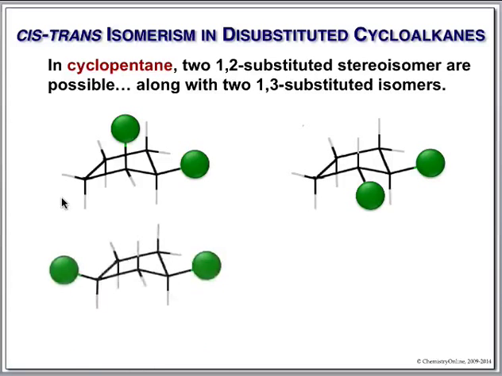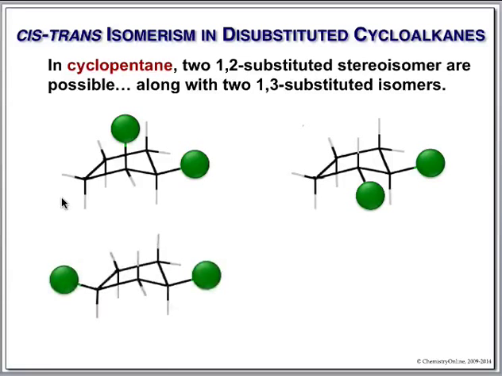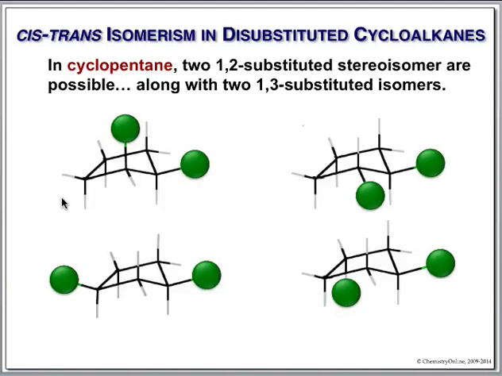Here we have substituents in 1 and 3. These are both heading up. They are cis. One up, one heading down. These are trans. Now remember, because it's a five-membered ring, this carbon and this carbon are equivalent. So if we put this back here, it's still the same thing. This would be trans. One up, one down. So it's either cis or trans.